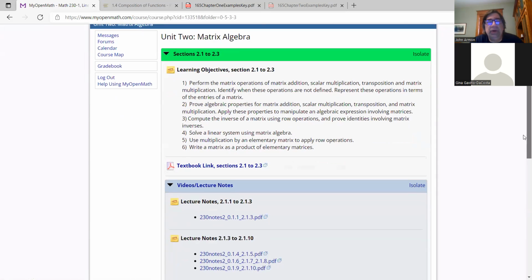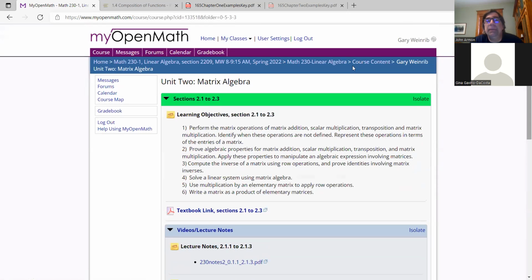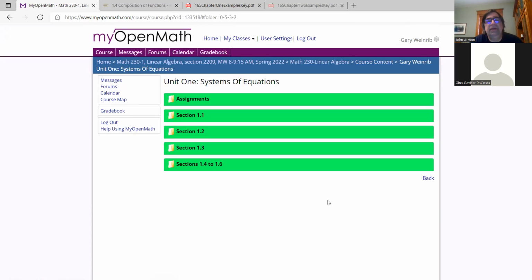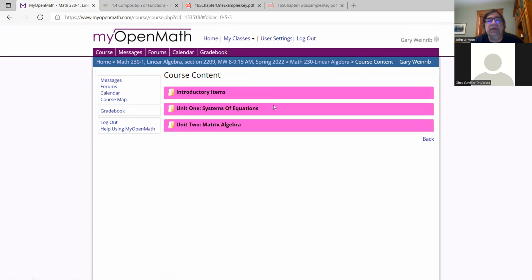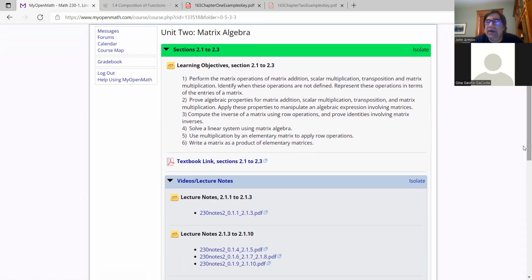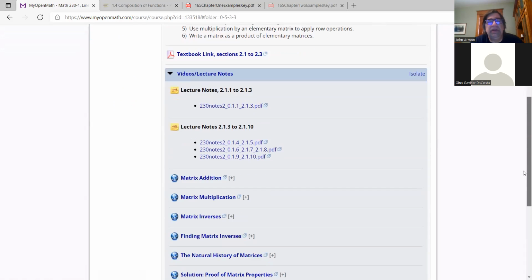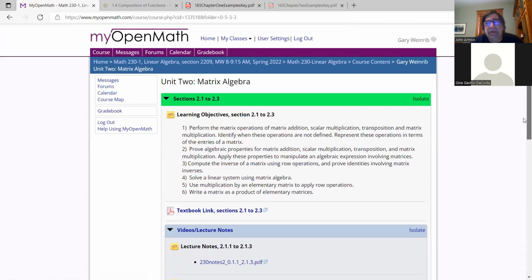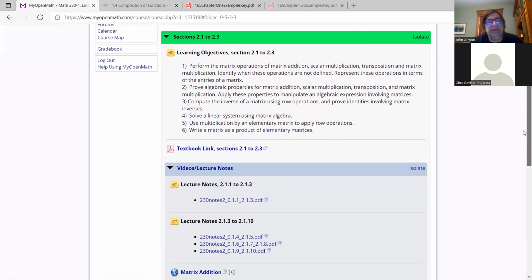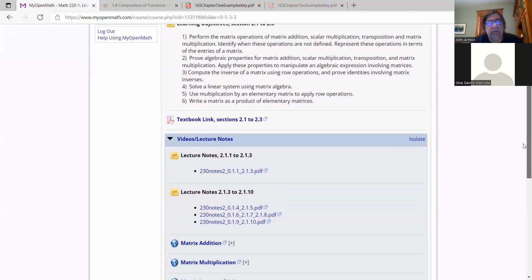So if you go to, oops, that's not what I wanted. Course content, we're essentially done with the first unit, so sections 1.1 through 1.6. We are in the second unit, which is called Matrix Algebra. The first 3 sections are kind of all combined. These are the learning objectives. I've got the textbook right there. Those might be old lecture notes. I will update those or maybe change those as you see them, so they kind of relate to our class.